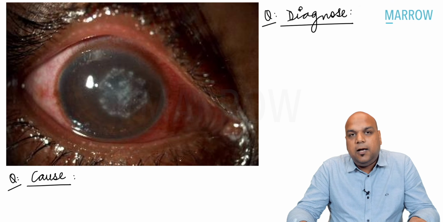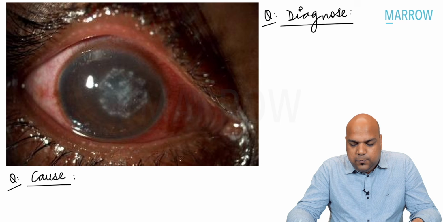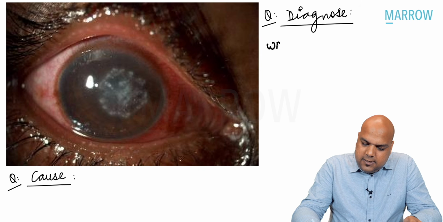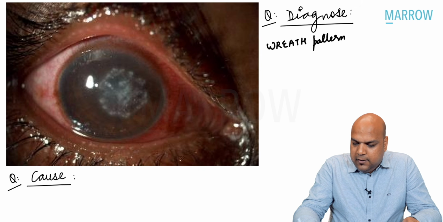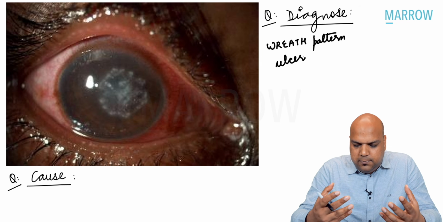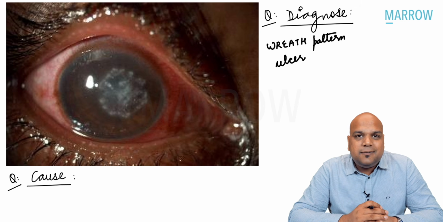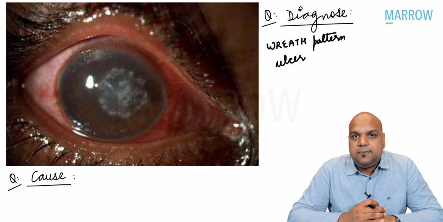We can see a cornea, but we can see that the cornea has some opacity. They're asking you what kind of opacity? What is the name? Anyone? All right. This is called a wreath pattern ulcer. You should have known this. A wreath is that specific arrangement of flowers which is placed on the coffins of the martyrs, of the army or whatever martyrs we have.